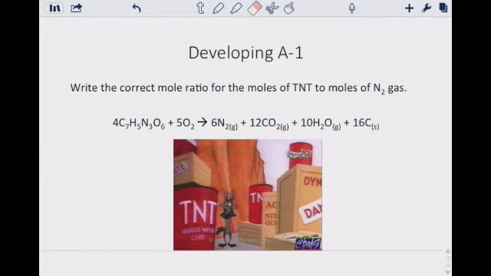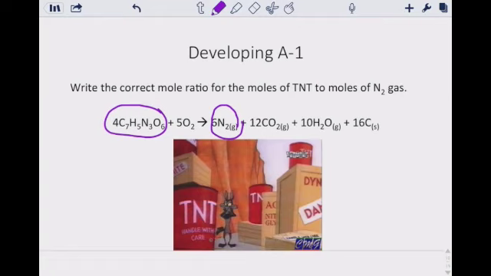So it says write the correct mole ratio for the moles of TNT to moles of nitrogen gas. Now TNT is this right here. Nitrogen gas is right there. We should know nitrogen gas. We probably might not know TNT.